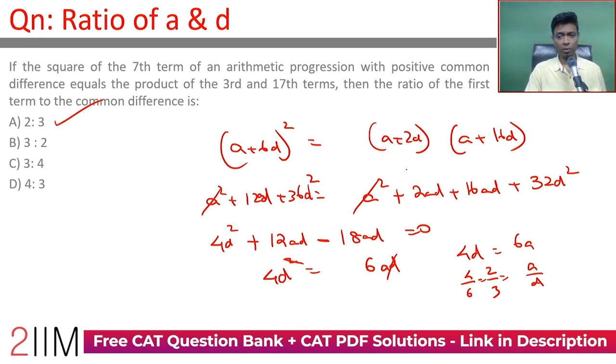We were told we're dealing with a positive common difference, and I'm just thinking about why that should be the case. Are we cancelling a d square somewhere? We're cancelling only a d somewhere, and we're dealing with equal to. So the ratio should be 2:3.